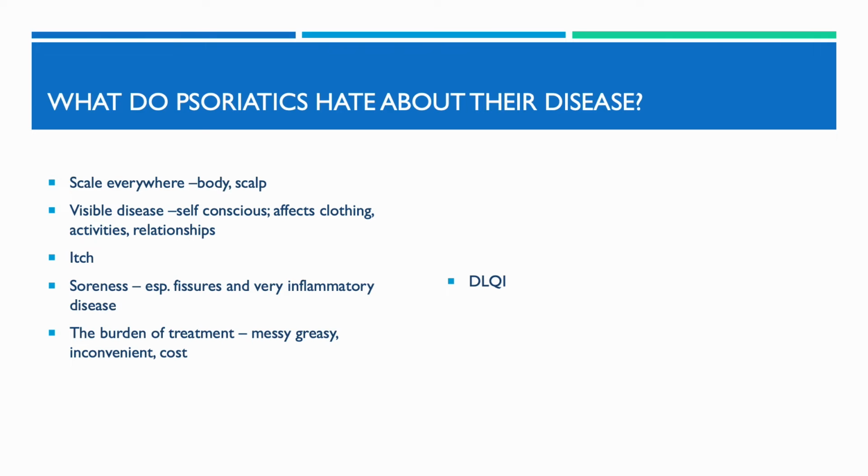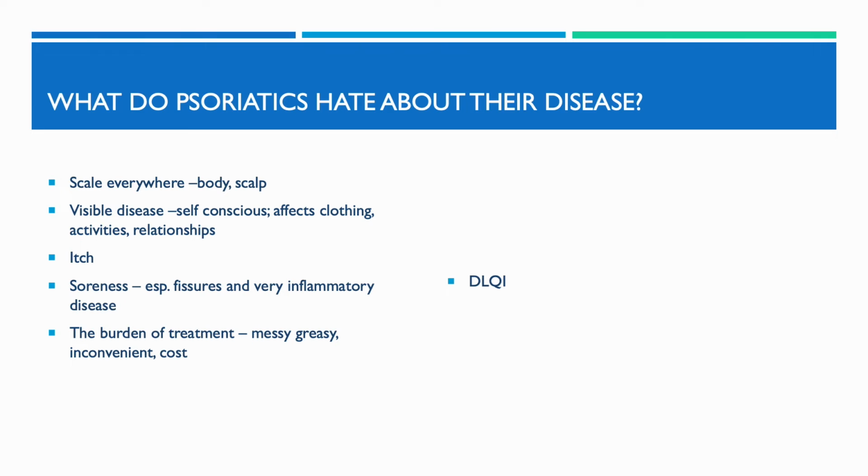Obviously, they're concerned about visible disease, particularly when it affects the face, the hands, and the feet, anywhere else that may be visible. They're self-conscious. It affects the clothing that they wear, their activities, and their relationships, particularly with genital psoriasis. Psoriasis can be very itchy and, as a result, can produce sleep disturbance.